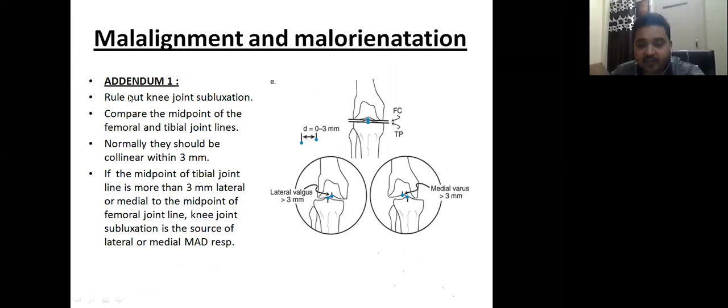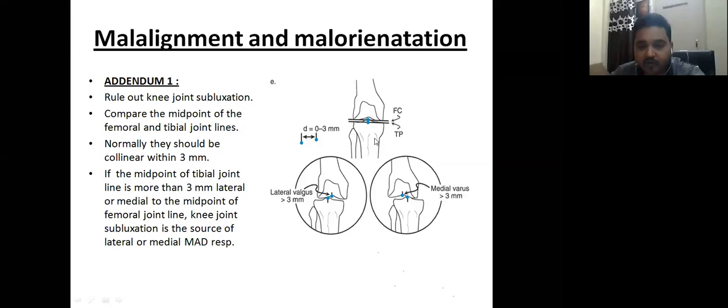Next, there are two rules that we have to check along with this while planning deformity correction. First, we have to rule out knee joint subluxation, that is, whether the knee joint is subluxated medially or laterally. How can we judge that? We compare the midpoints of the femoral and the tibial joint lines. Normally these two points should be within 0 to 3 millimeters, coinciding with each other.